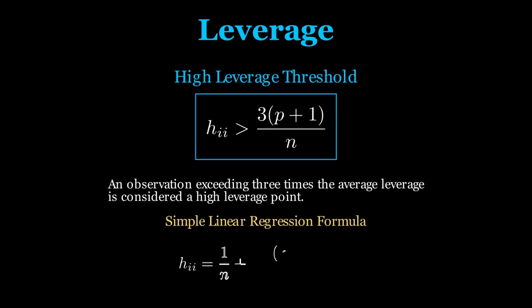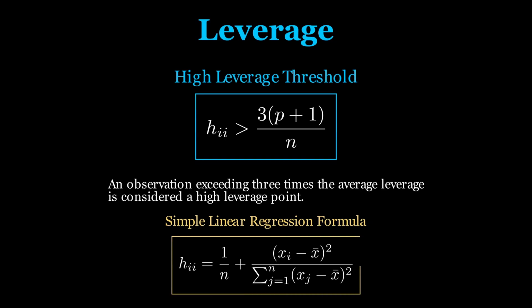For simple linear regression with a single predictor, the leverage statistic has a closed form expression. h sub i equals 1 over n plus the squared distance of x sub i from the mean x bar divided by the total sum of squared deviations of x from its mean. This equation shows that the farther x sub i is from x bar, the higher the leverage.